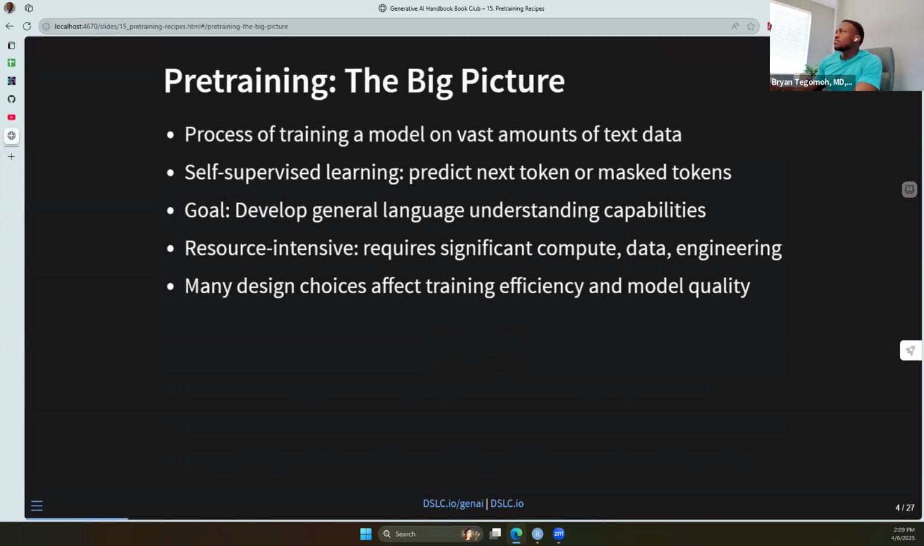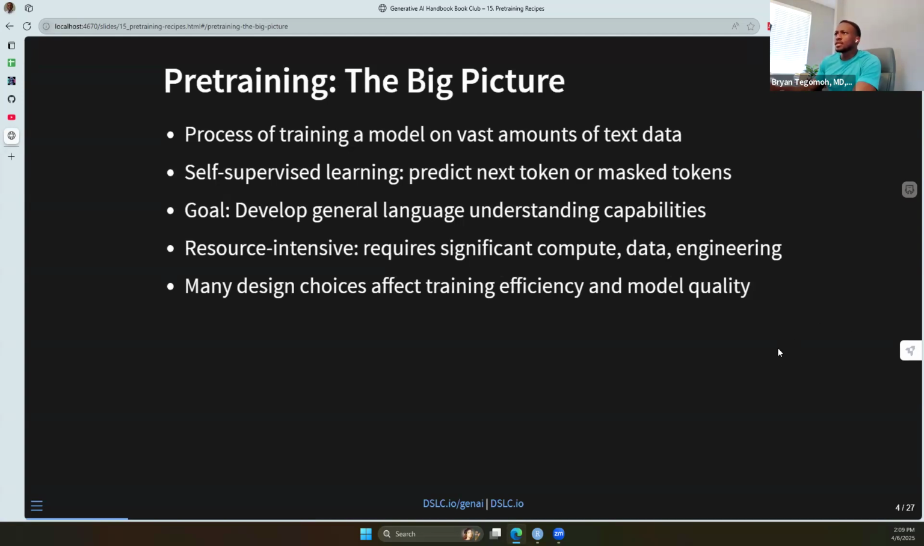The big picture with pre-training here is a supervised task of predicting the next words or missing words. It requires a significant amount of resources. When we make good choices, it helps to improve the model's general understanding of language. Making sure that the data is correctly labeled helps to improve its capabilities.